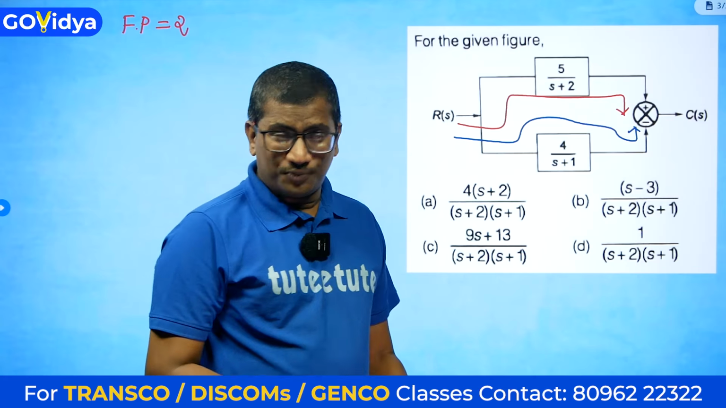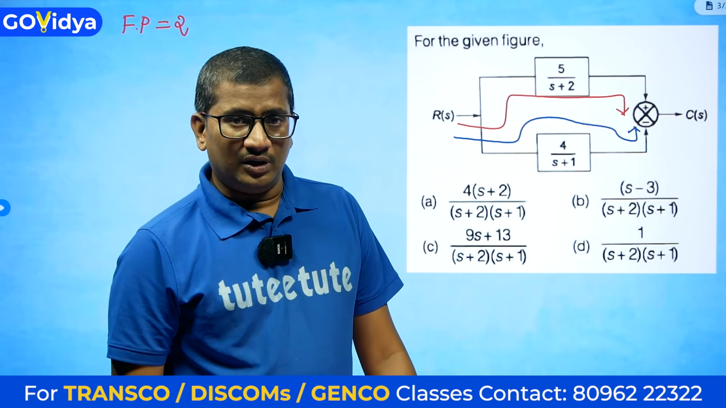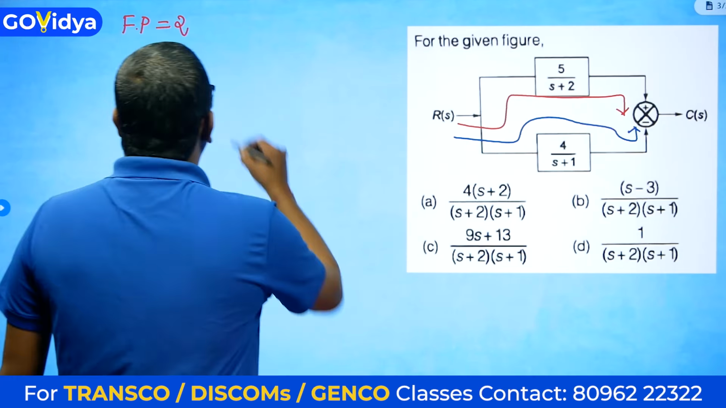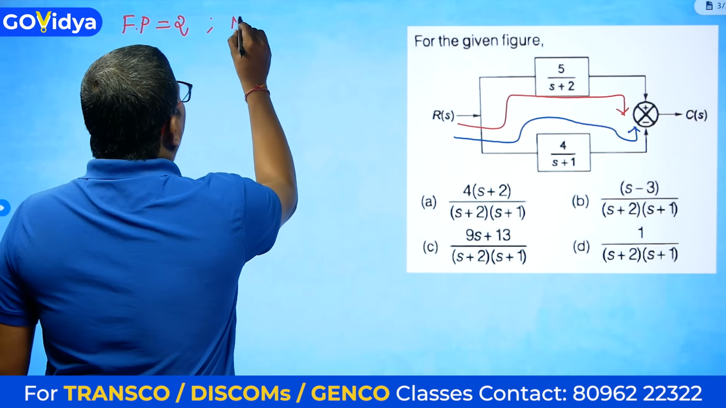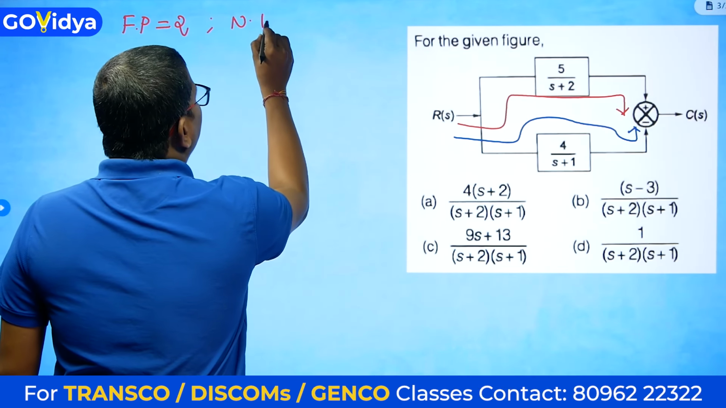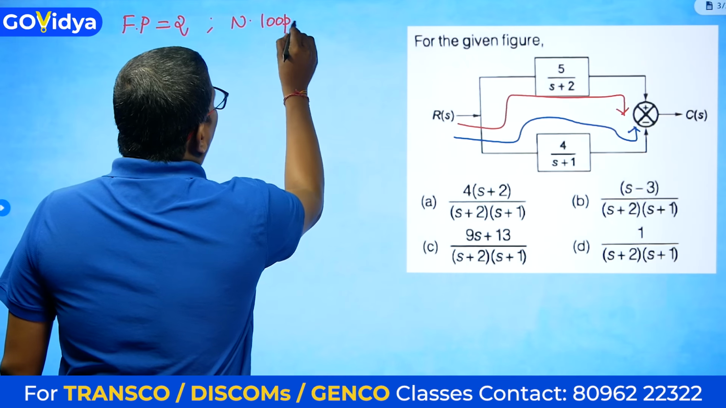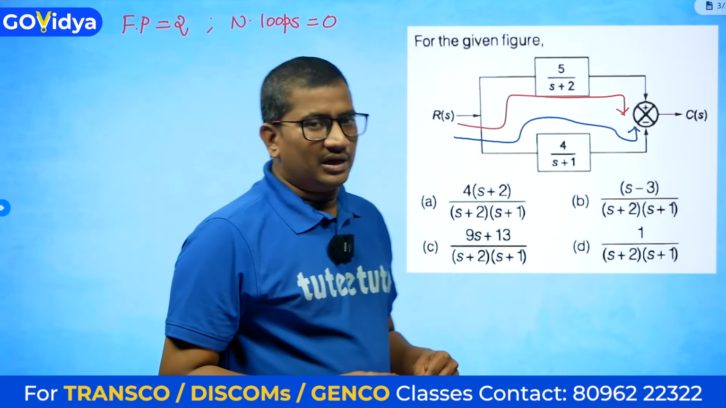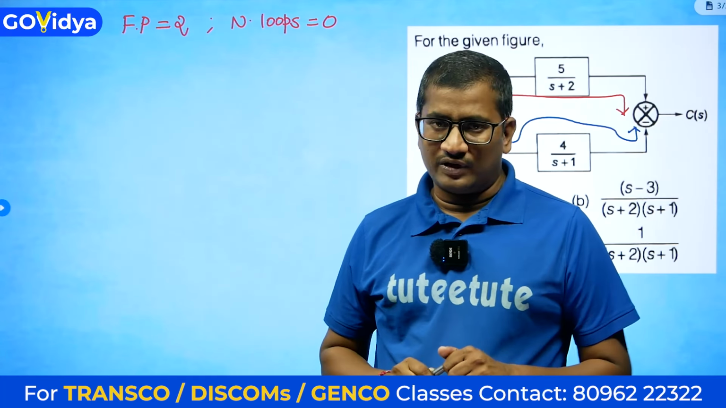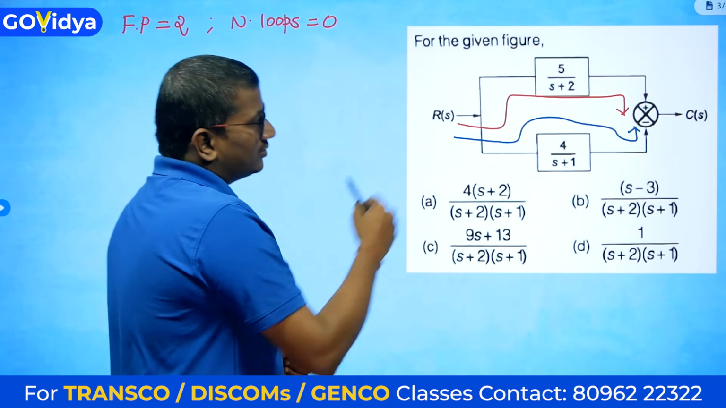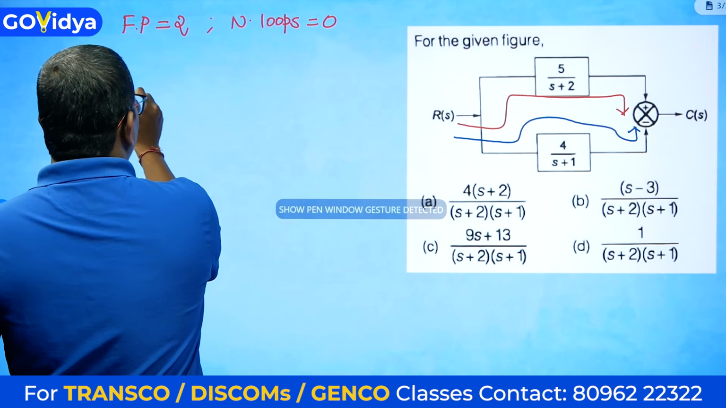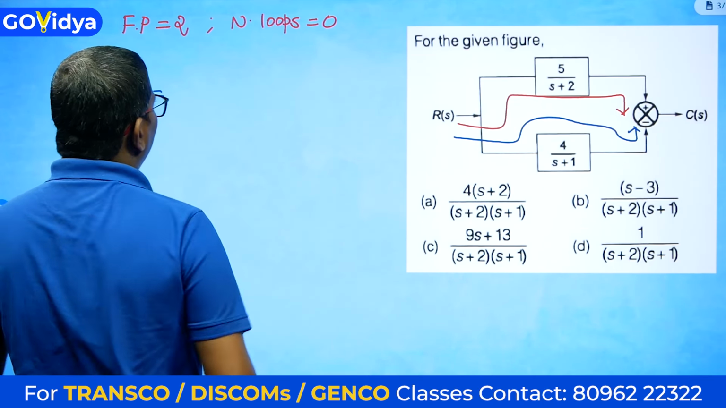Do we have any loops in this particular block diagram? No, no loops are there in this particular block diagram. So therefore, number of loops equals 0. So from Mason's gain formula, we know how to write the transfer function from the given signal flow graph. So therefore, what is the transfer function?